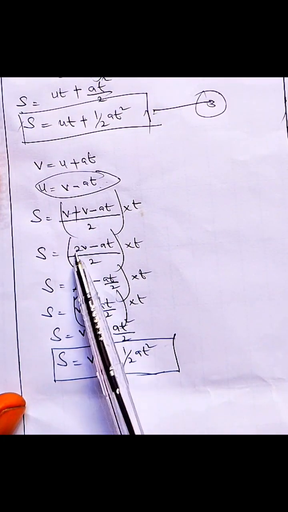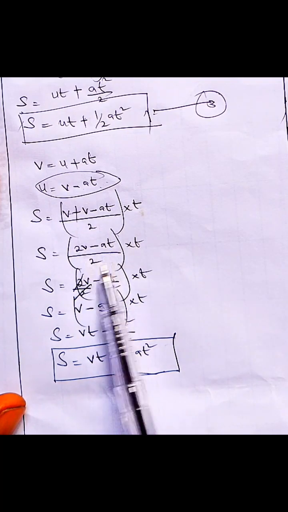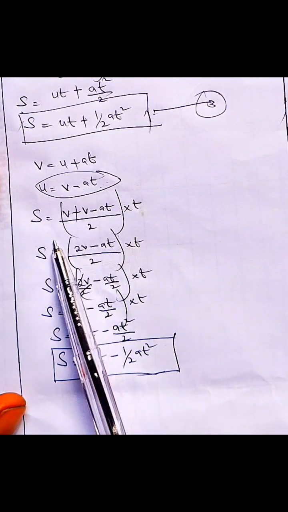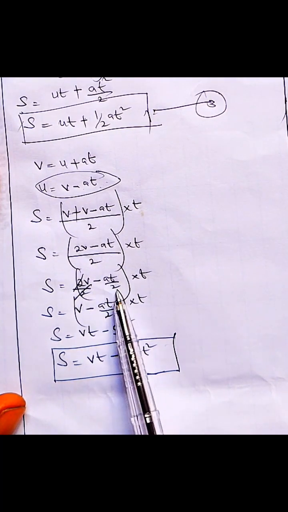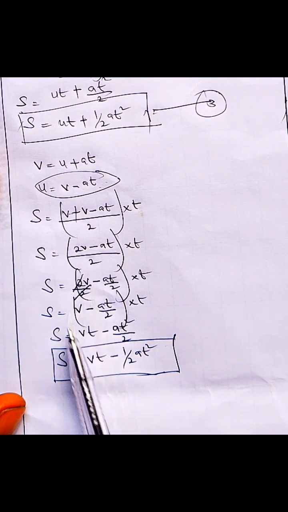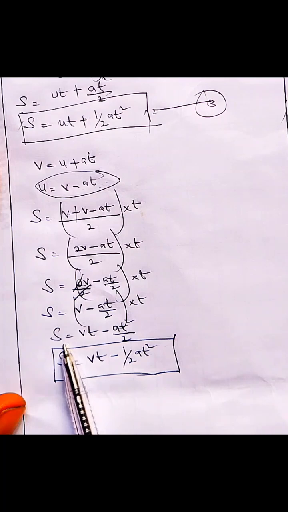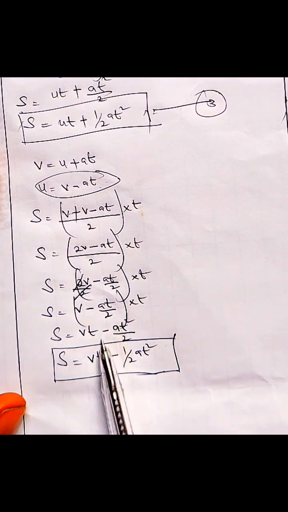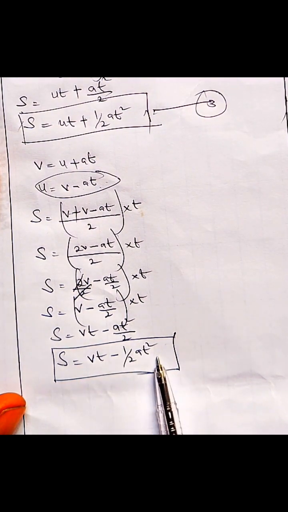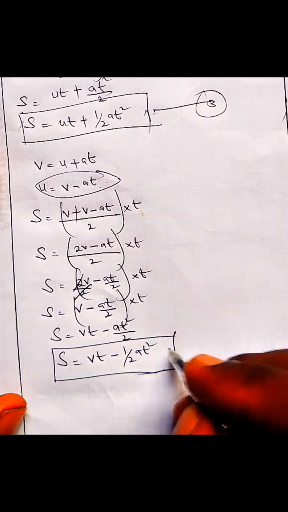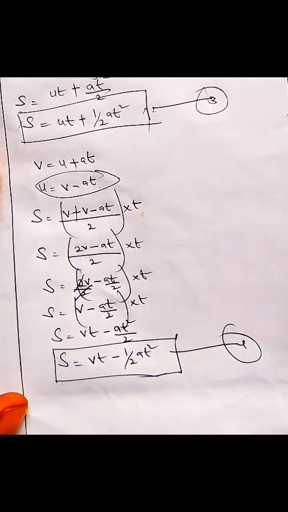So I collected our like terms. v plus v is 2v minus at, over 2 times time. We share the 2 out, so that is 2v over 2 minus at over 2. Close the bracket. So s equals v minus at over 2, times time. Then we did this. We open up the bracket. s equals vt minus at squared over 2. And we arrived at this. So that's the fourth equation.